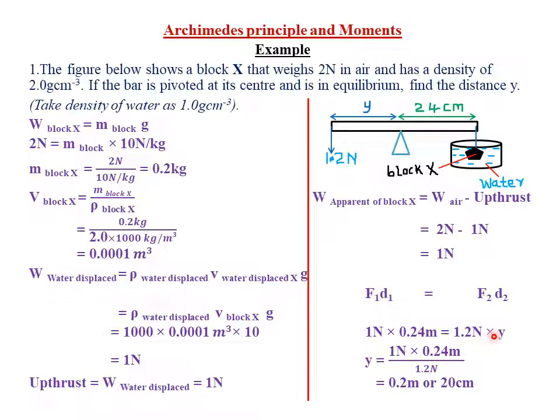So if I make y the subject of the formula, I simply have 1 Newton multiplied by 0.24 meters divided by 1.2 Newton. Because I've expressed everything in SI units, I expect the value of y to also be in the SI unit of length, which is meters. So 1 multiplied by 0.24 gives 0.24. 0.24 divided by 1.2 gives 0.2 meters. Or in centimeters, if you multiply by 100, you obtain 20 centimeters. Therefore, the distance y is 0.2 meters or 20 centimeters.